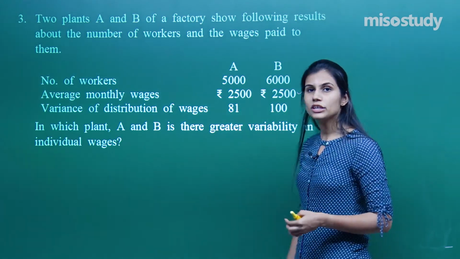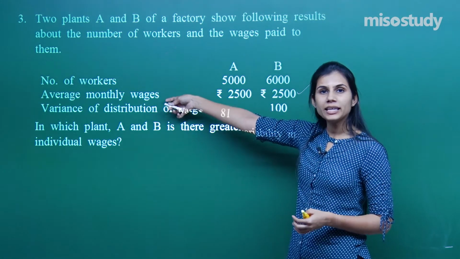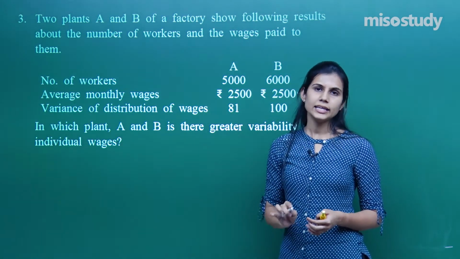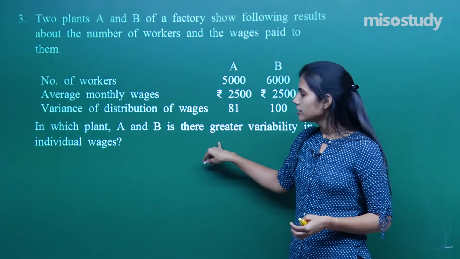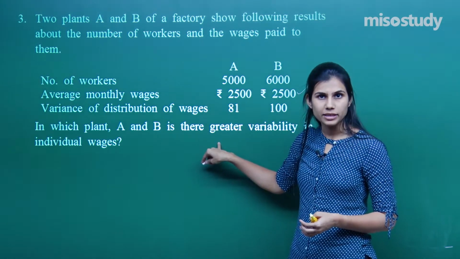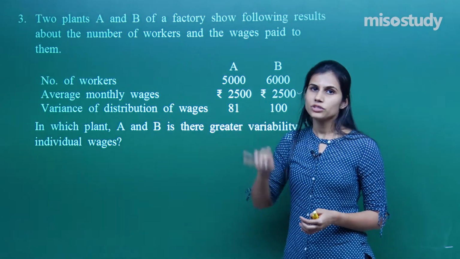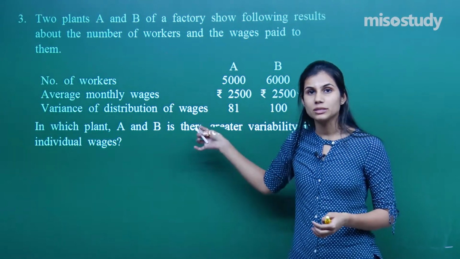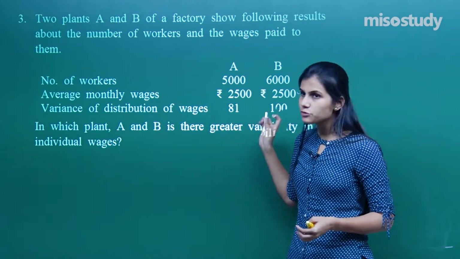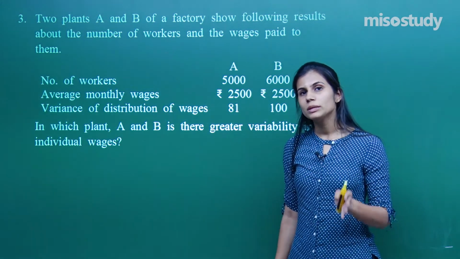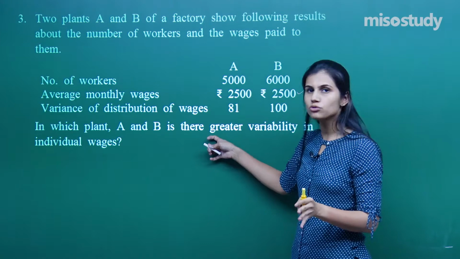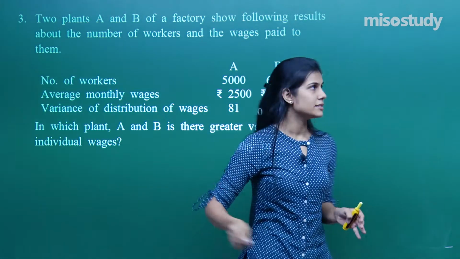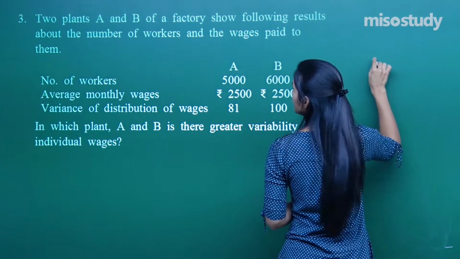If you can recall, if the average or the mean is the same, it is the standard deviation which is the sole decider in giving you the conclusion about variability. Which has greater variability, which has lesser variability is just going to be concluded with the help of standard deviation, because the mean is given to be the same. Here average monthly wages are given to be the same. So I will only be interested in calculating the answer to this query by evaluating the standard deviation corresponding to both the plants.